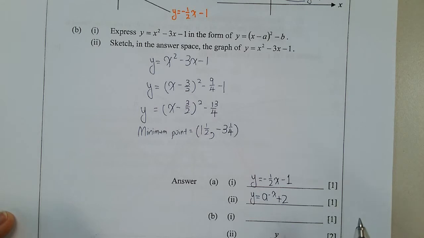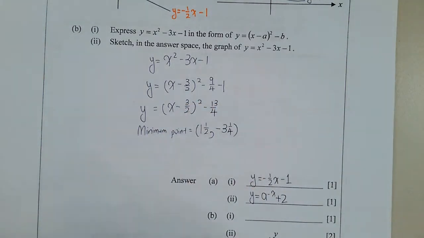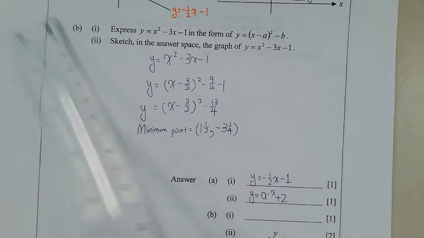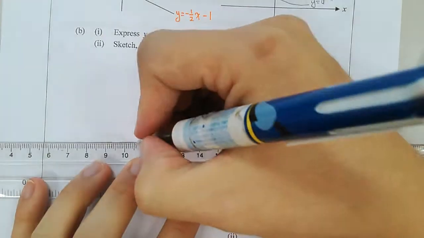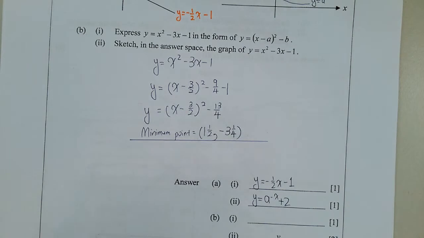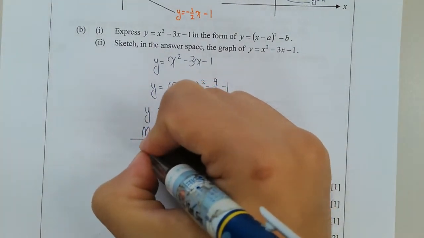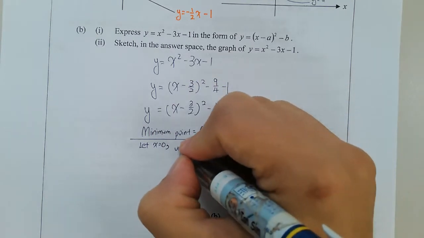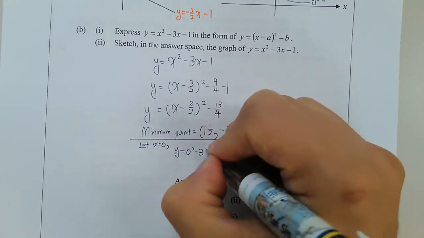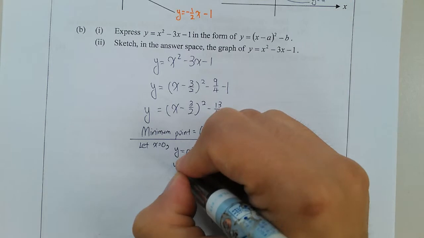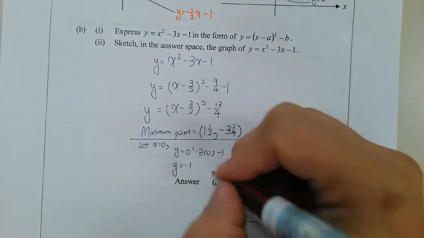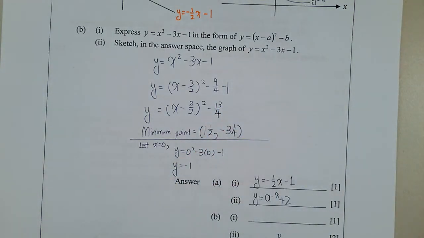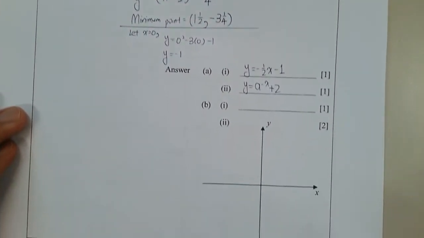Next thing, what we want to find is the y-intercept. So to find the y-intercept, let me just draw a line there. For the y-intercept, the x value is 0. So let x equals 0. So y equals 0 squared minus 3 times 0 minus 1. y equals negative 1. So therefore my y-intercept is at negative 1. We can begin sketching the graph.